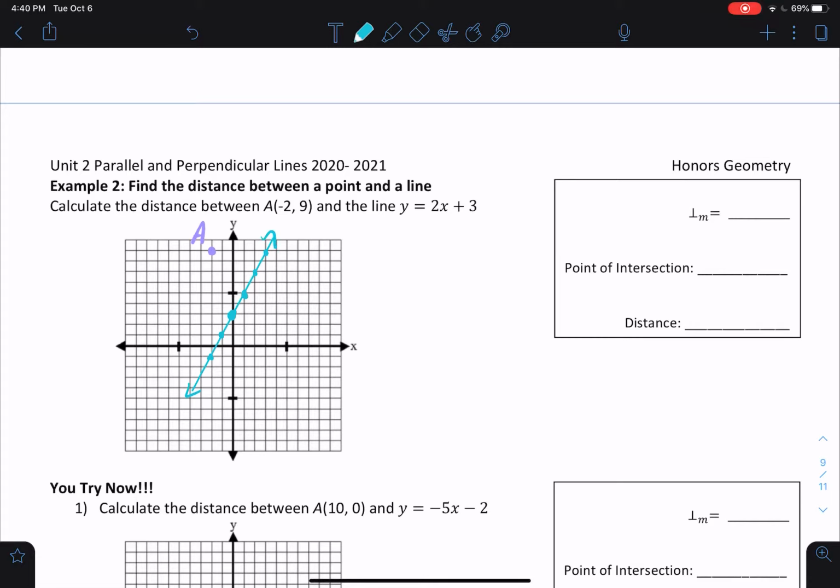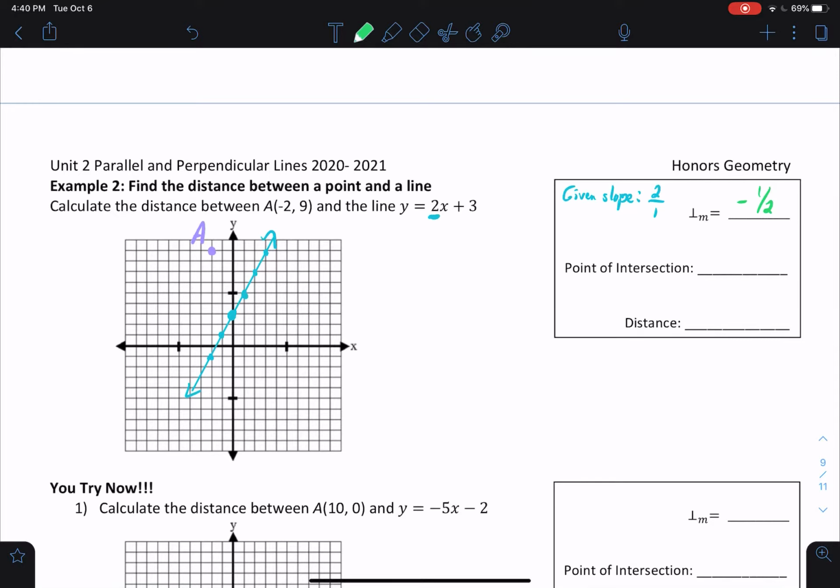If I wanted to calculate the distance between A and this line, remember, the shortest distance is the perpendicular line. So the steps I need to do: I need to ask myself, what is the perpendicular slope to my given line? The given slope is 2 over 1, right here. So the perpendicular slope is going to be -1/2. Okay, opposite reciprocal.